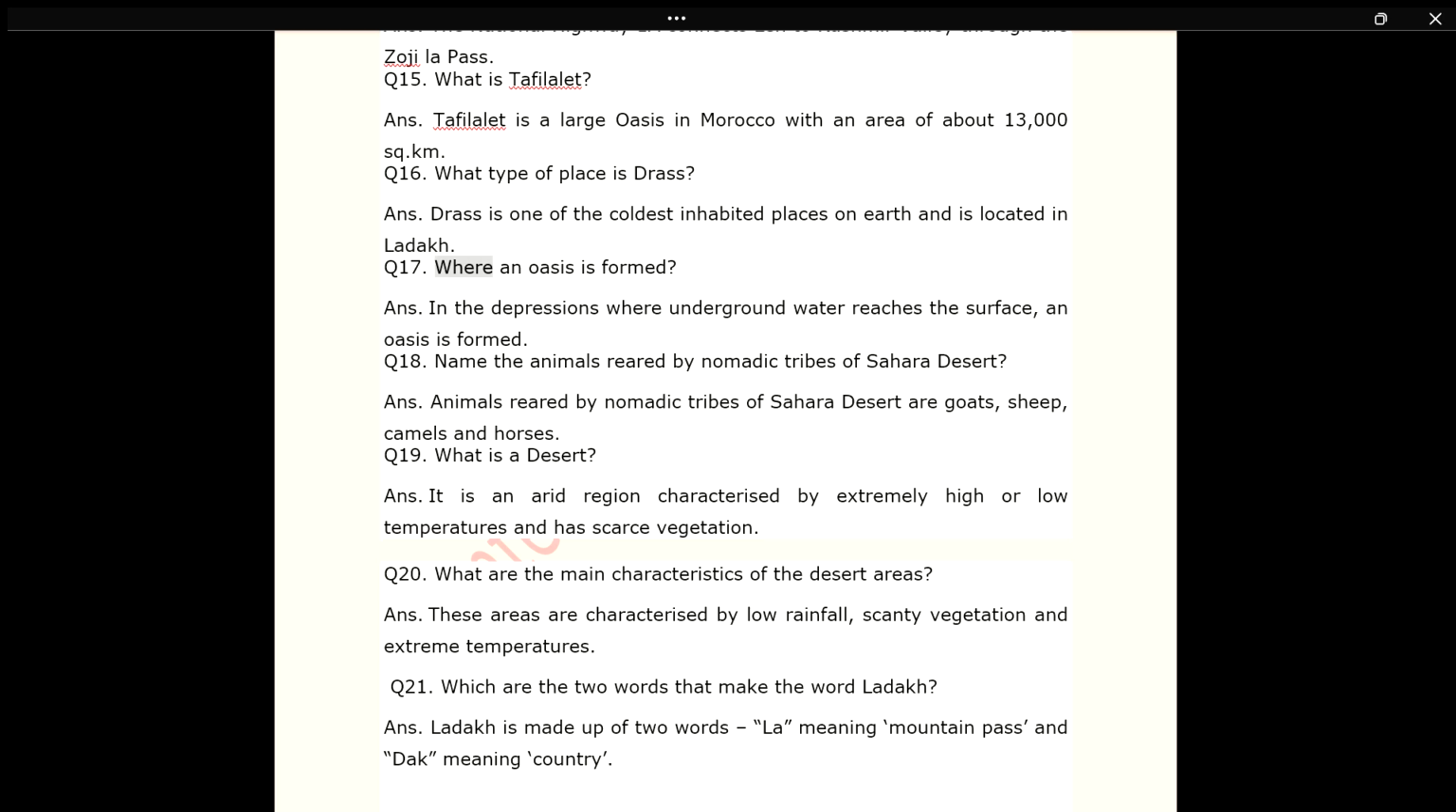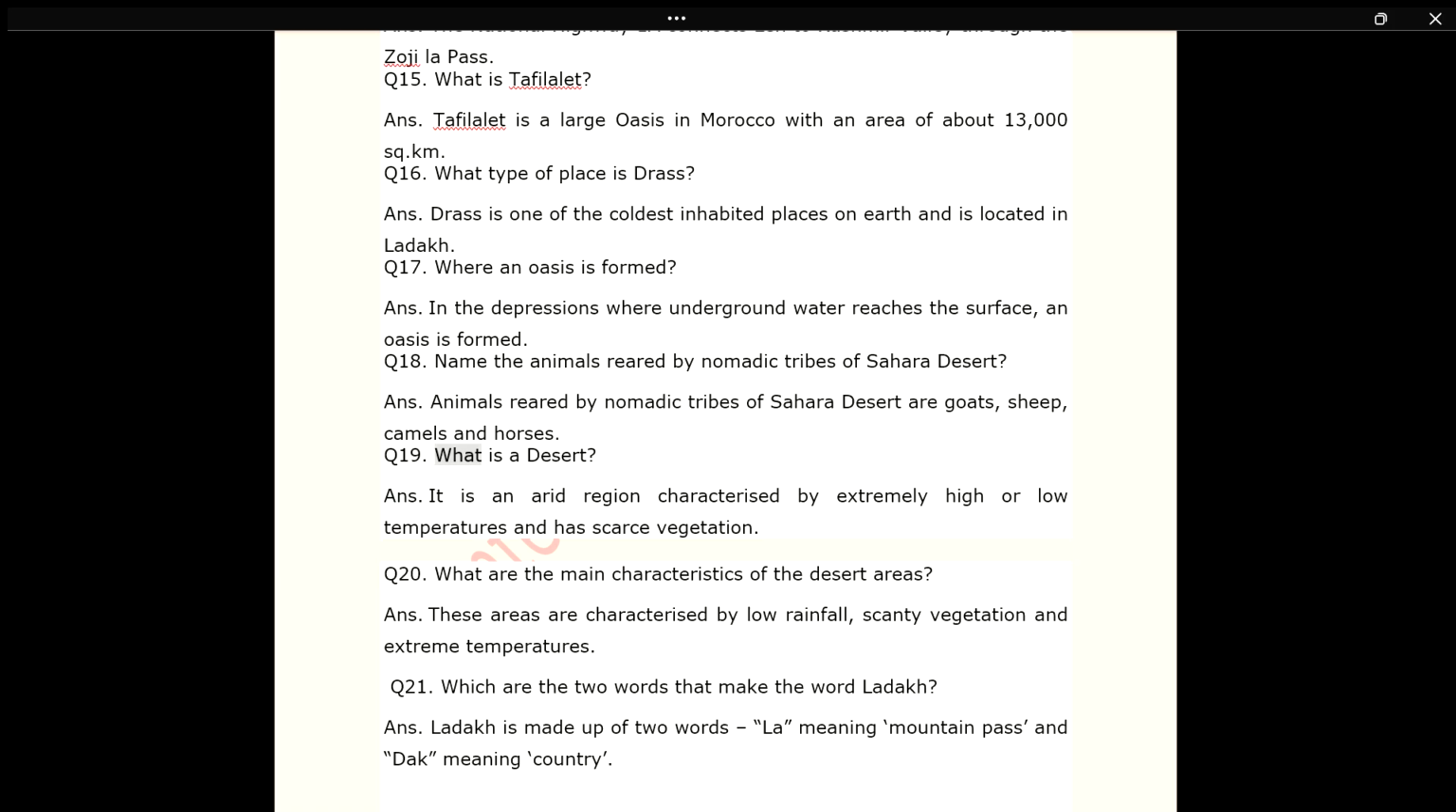Q17. Where is an oasis formed? Ans. In the depressions where underground water reaches the surface, an oasis is formed. Q18. Name the animals reared by nomadic tribes of Sahara Desert. Ans. Animals reared by nomadic tribes of Sahara Desert are goats, sheep, camels and horses.